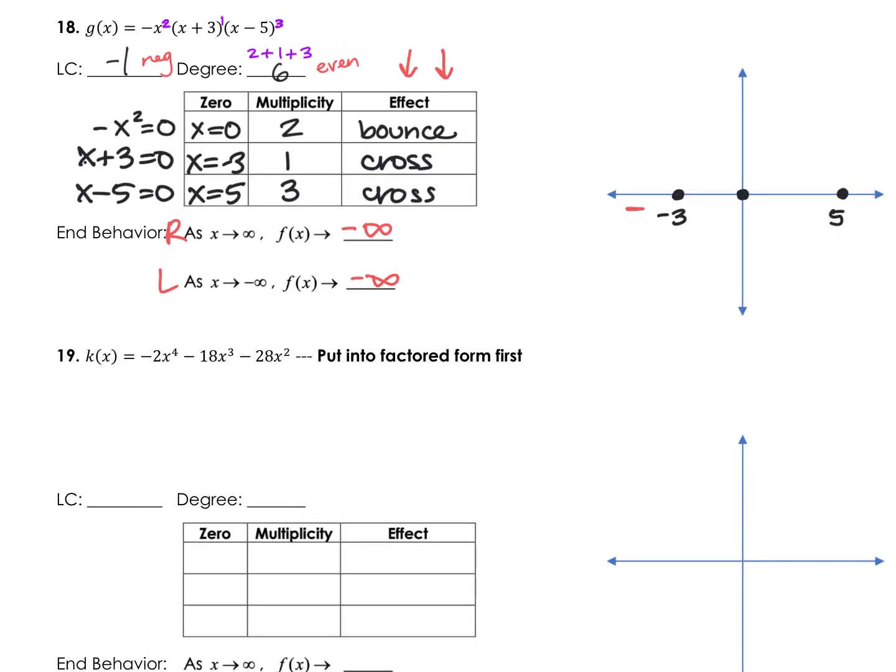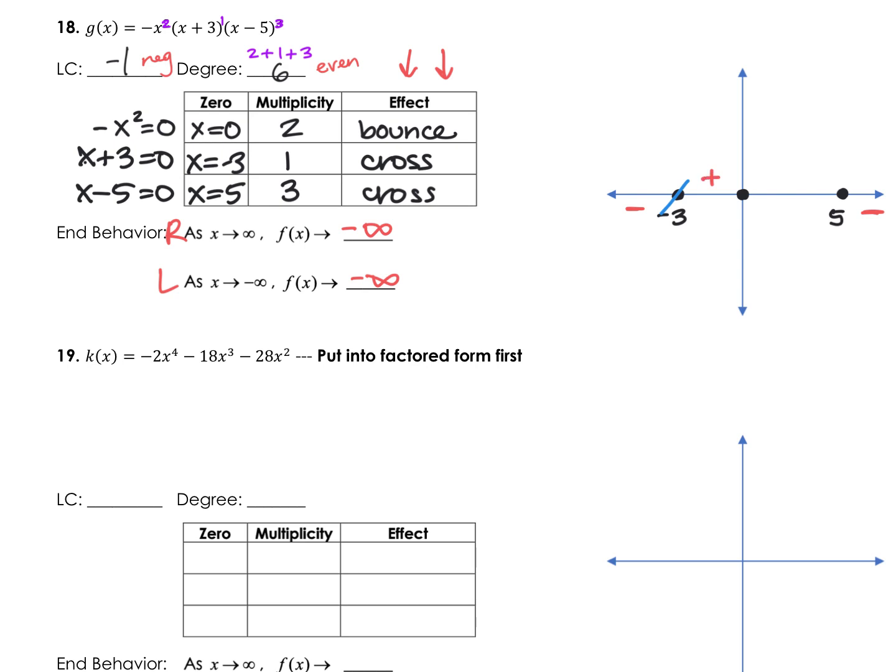And now you're making a sign chart, is what it's called, to figure out the rest because you know when it bounces and crosses. So start with -3. What's the effect at -3? Cross. So you could draw a little cross. It crosses over into positive. What's it do with 0?